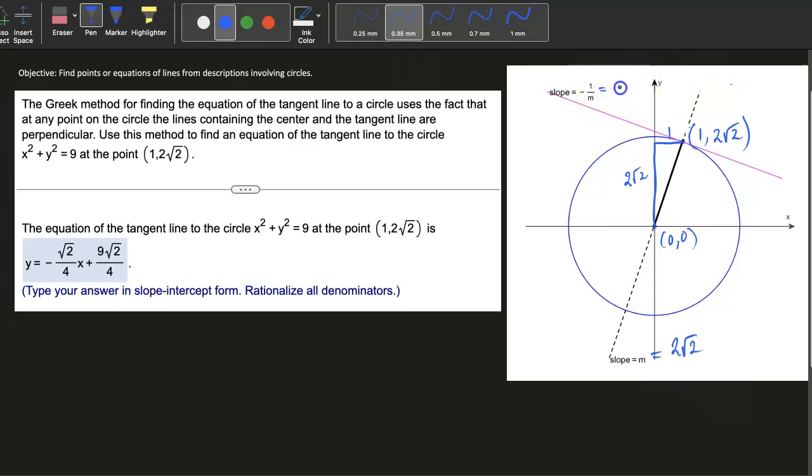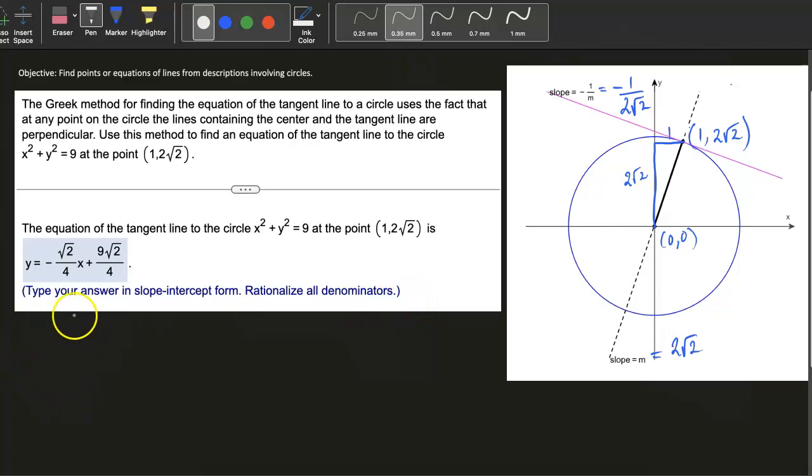So let's write the opposite reciprocal of the given slope that we had determined earlier. So now we have that the slope of the tangent line, we're getting closer to what we need because we're asked to write the equation of the tangent line, is -1 over 2√2. However, we're also told to rationalize all denominators.